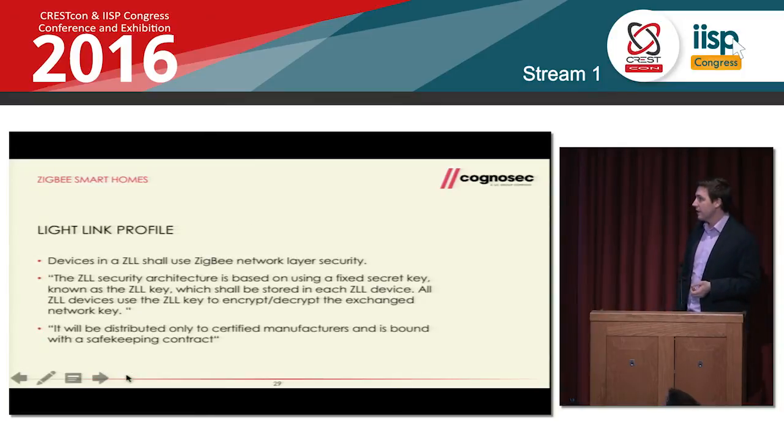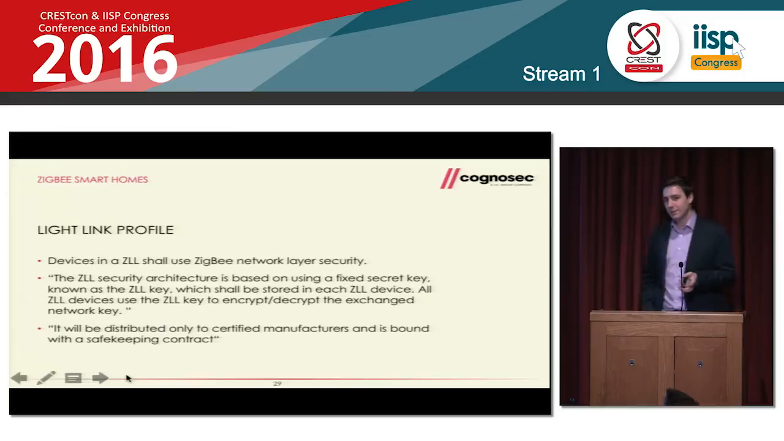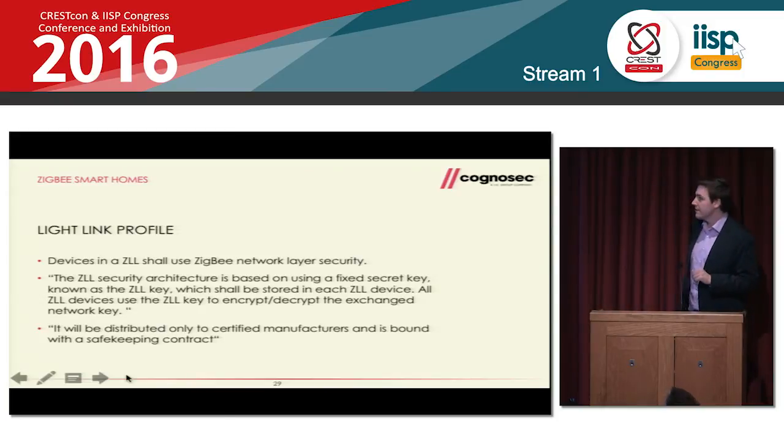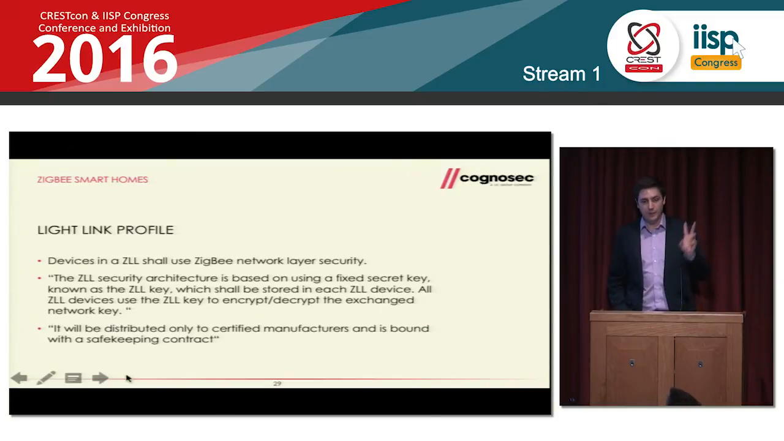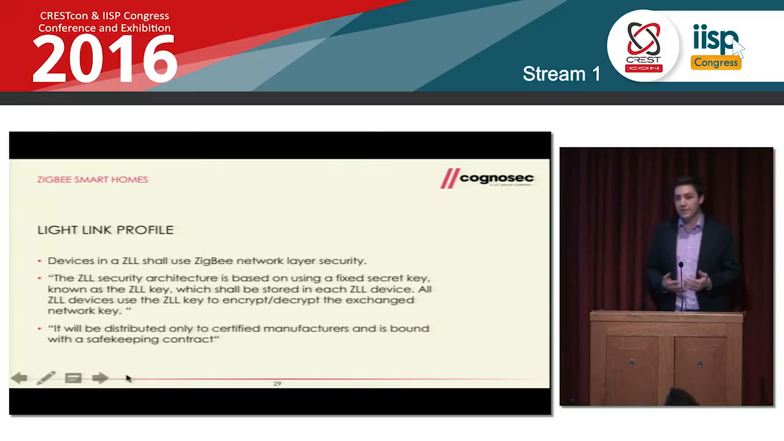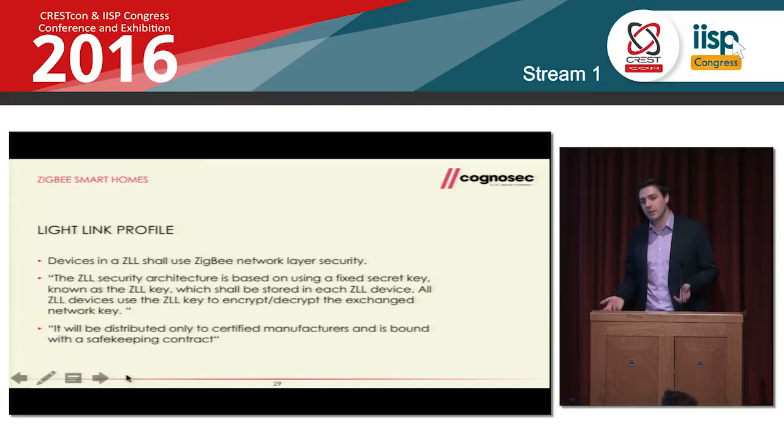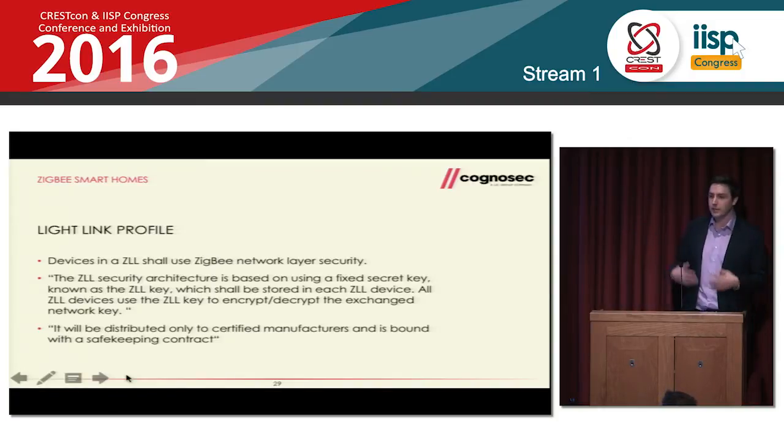Also very interesting is the Light Link profile. It's good because it requires network level security, but it's also bad because it applies security by obscurity. They officially don't try to use the fallback key. They invented a secret master key for all ZigBee Light Link devices, and it's bound with a safekeeping contract, so it doesn't get leaked and nobody knows.